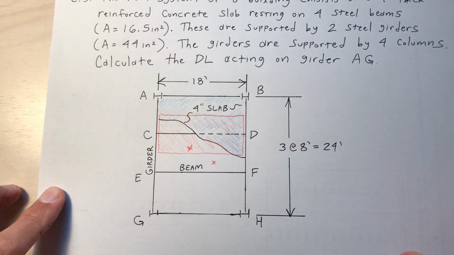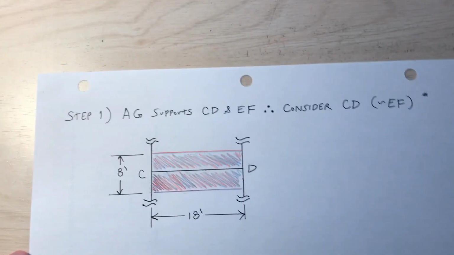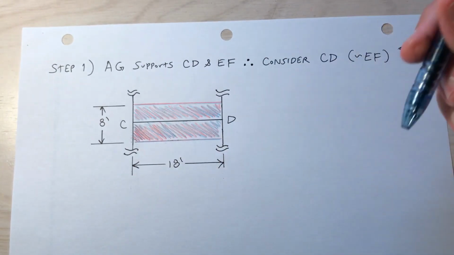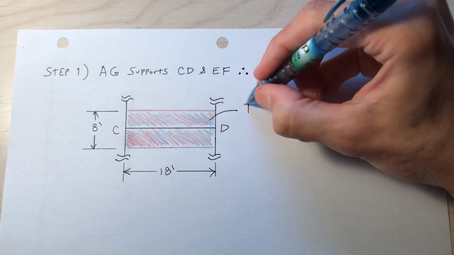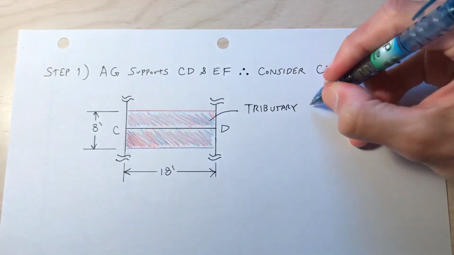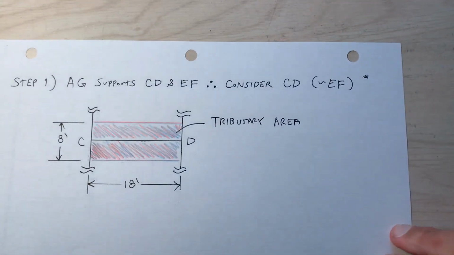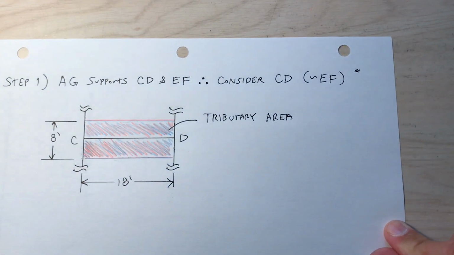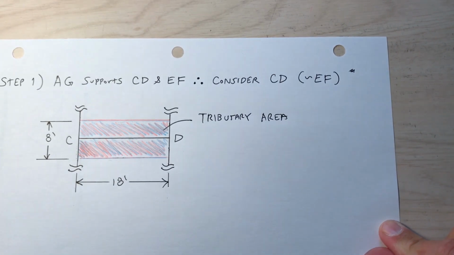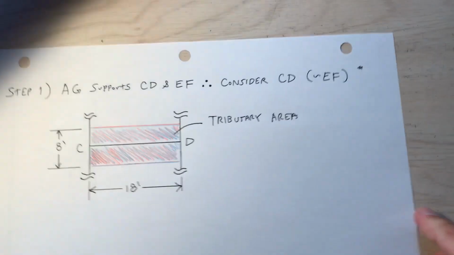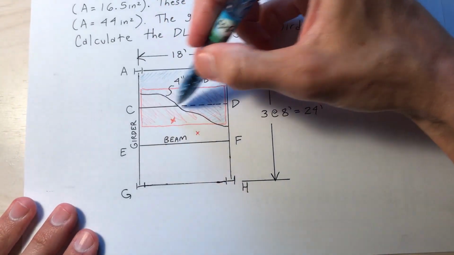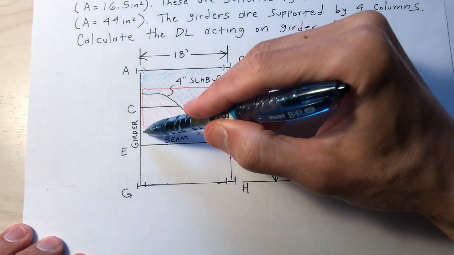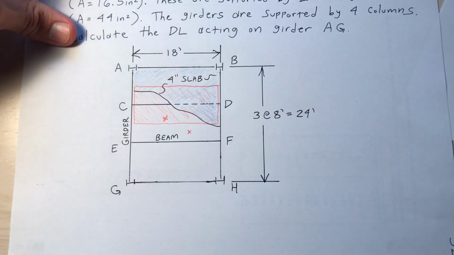So now I'm going to analyze that. So now I'll bring up the next drawing. Okay, that's what we're looking at here. Beam CD and its tributary area. So this right here. Okay, so notice I say here, step one, girder AG supports beam CD and beam EF. Those will be very similar analyses. So I say, therefore, consider CD. Due to symmetry, the analysis would be similar to the analysis of EF. It would be the same tributary area for beam EF. So I choose to analyze CD.